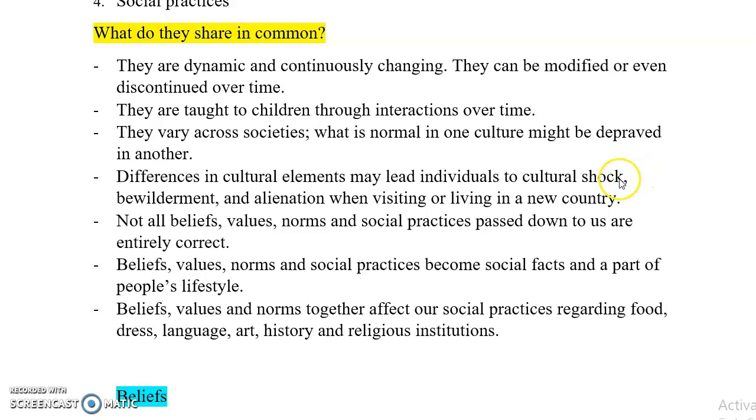The next one is that differences in cultural elements may lead individuals to cultural shock, bewilderment, and alienation when visiting or living in a new country. By the way, all of these elements, culture shock, alienation, and bewilderment, will be focused on and discussed in detail in some coming chapters in this course. So I'll tell you how.